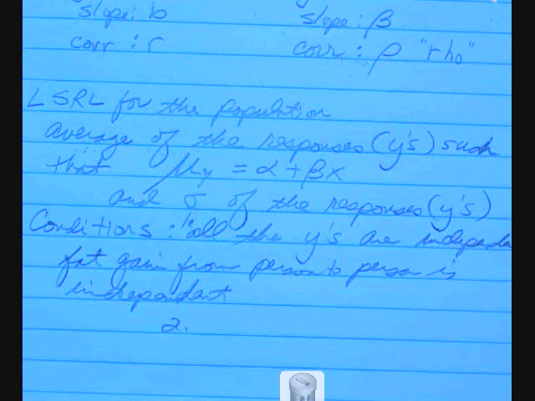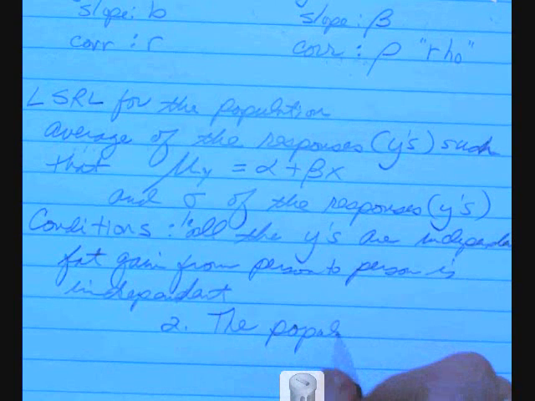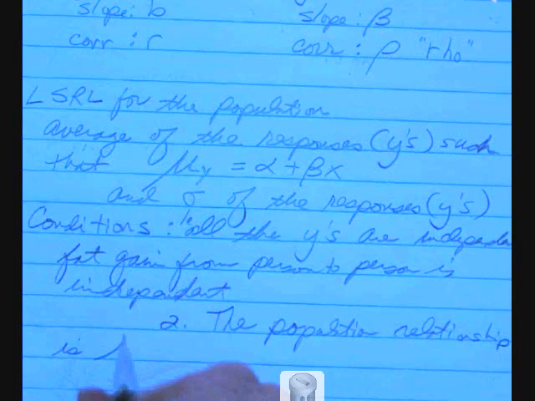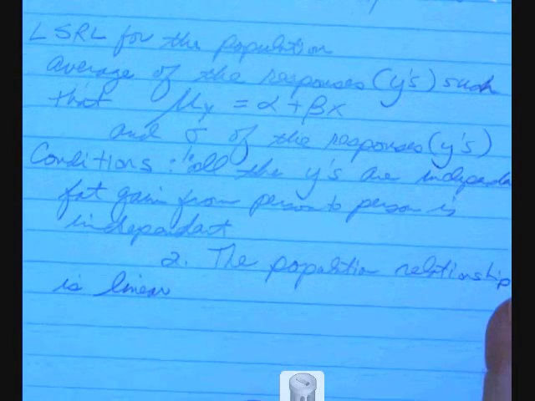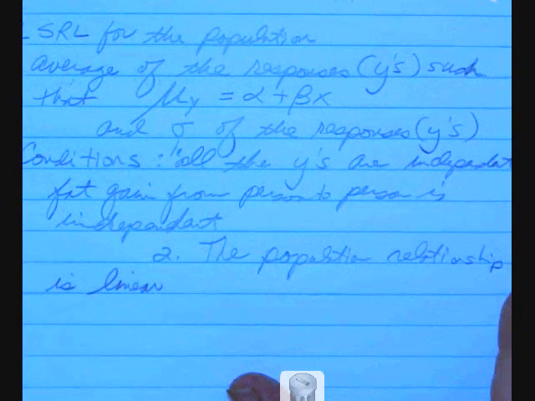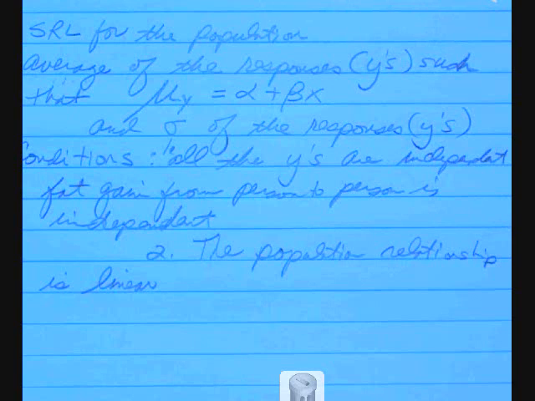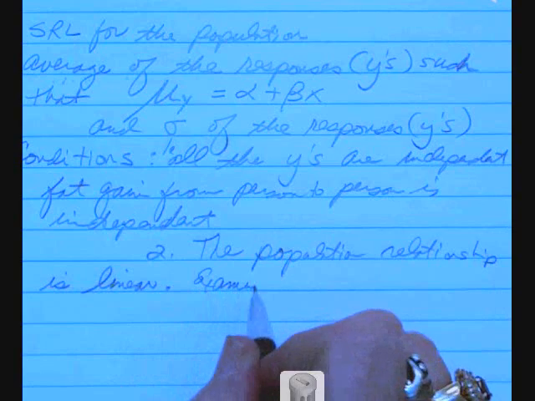Condition number 2. These are a pain. The population relationship is linear. Well, I don't know what the population relationship is. Sorry, that's a little crooked. All I know is my sample, so we're going to examine the scatter plot.